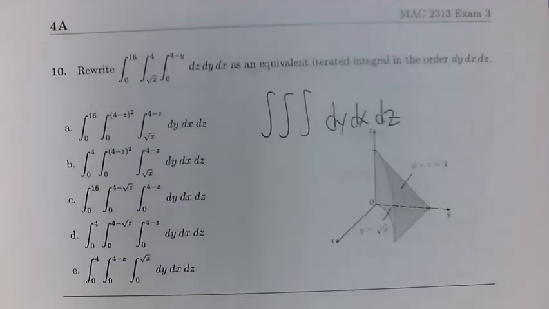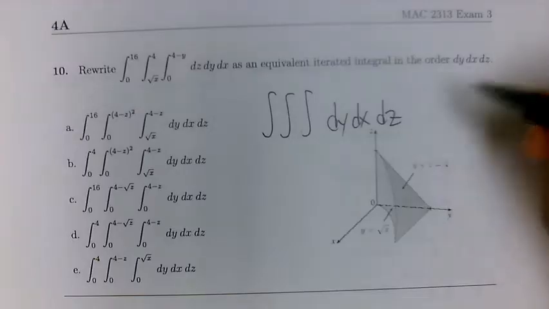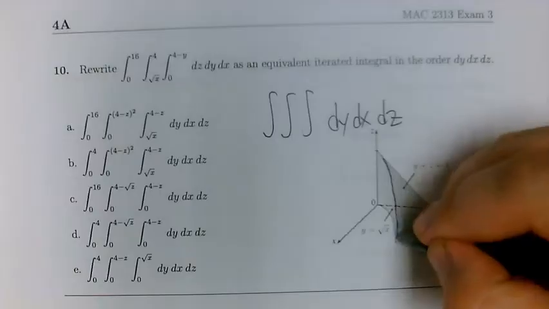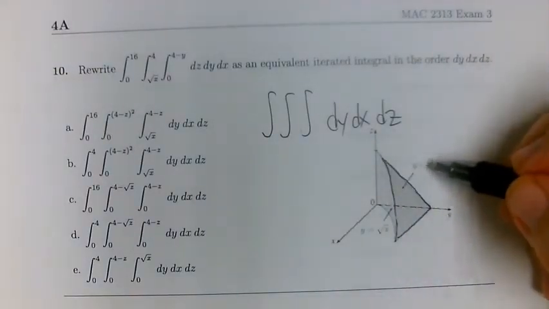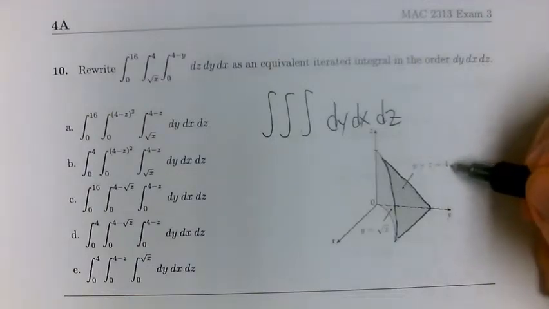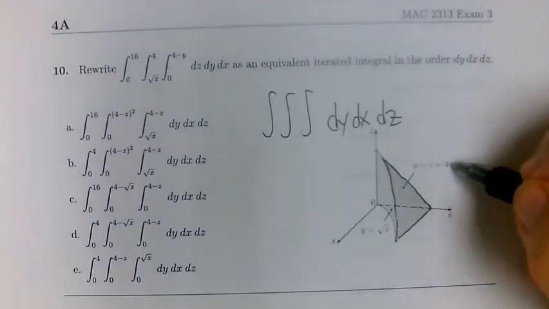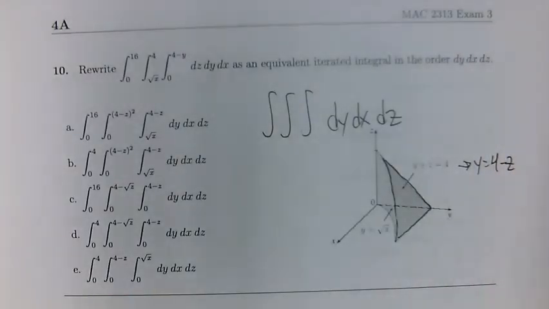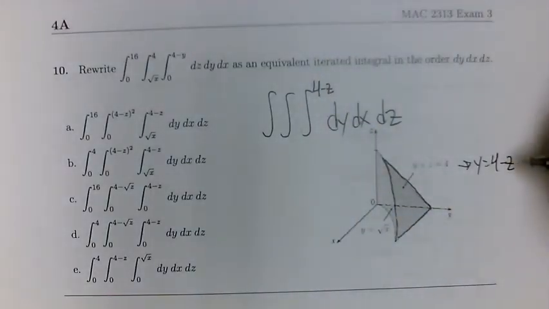Now let's see here. We're first trying to sandwich this region between two surfaces with y. So it seems like the surface that's furthest in the y direction is this one right here. And this is going to be the plane y plus z equals 4. But we want y equal to something. So if we solve for y, this will give us y is 4 minus z right here. So that will be my upper bound because that's the furthest thing in the y direction.